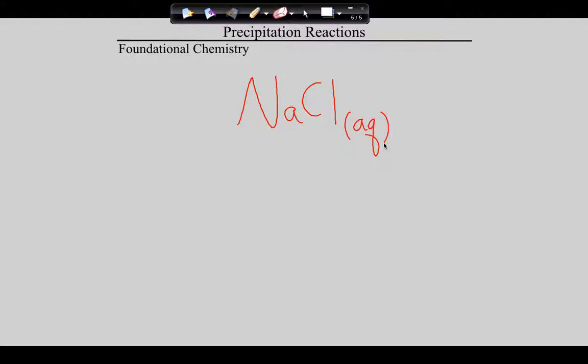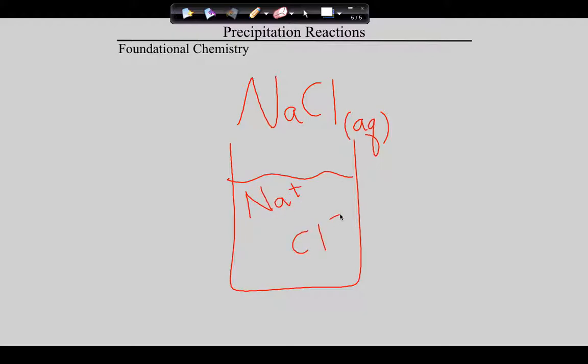You have never seen salt water. You have never tasted salt water. You have never made salt water. You have never touched salt water. There is no such thing as salt water. What there actually is, is a solution of sodium and chloride ions. But there is no such thing as salt water.